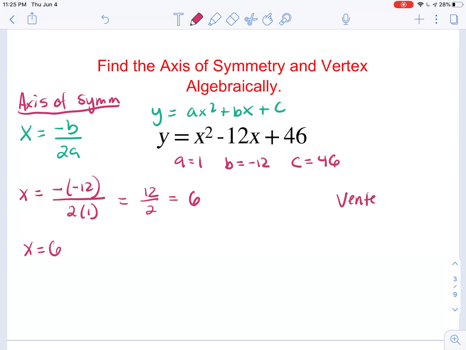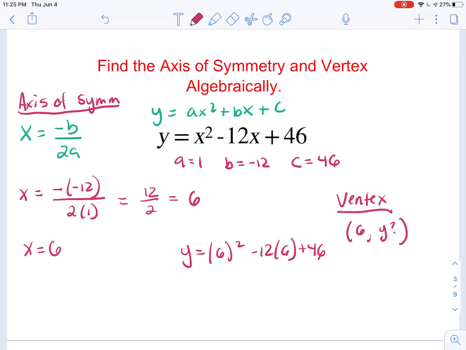Now, hopefully what we should remember is that the axis of symmetry goes through my vertex. So this x value here for my axis of symmetry is actually going to be the x value of my vertex. So what's left? We have to find the corresponding y value, and we do that by plugging it into the function. So what is my y value when x is equal to 6?